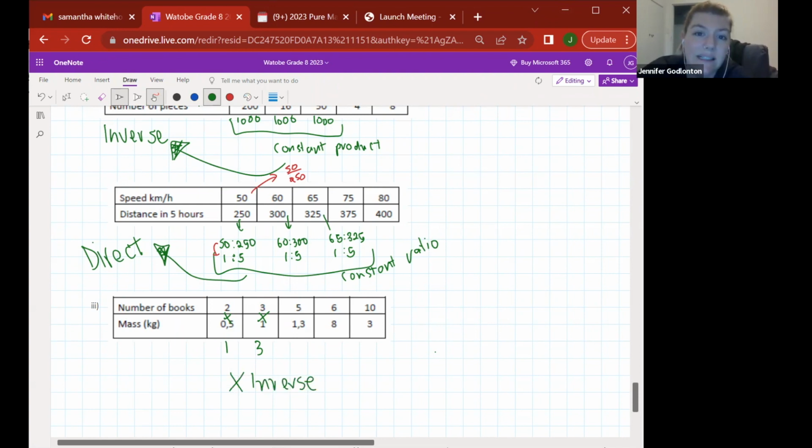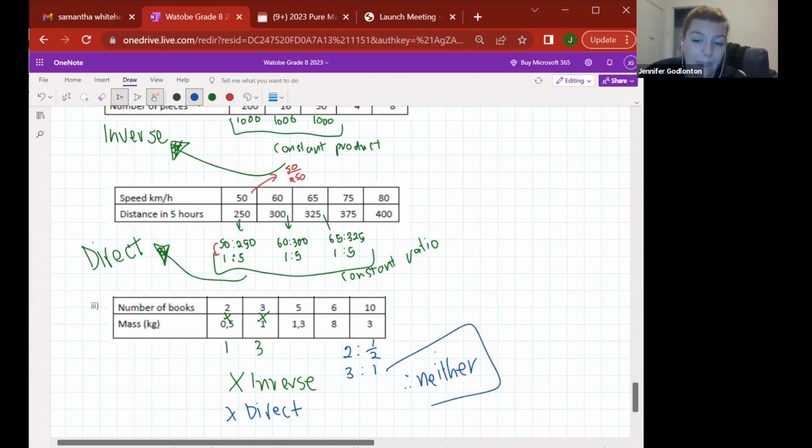Okay, let's see, is it direct? I've got 2 to a half, and I've got 3 to 1. No, it's not direct. Okay, so it's not a constant product, and it is not a constant ratio, which means it is neither. So we have to look for those specific things just to make sure we know what's going on.